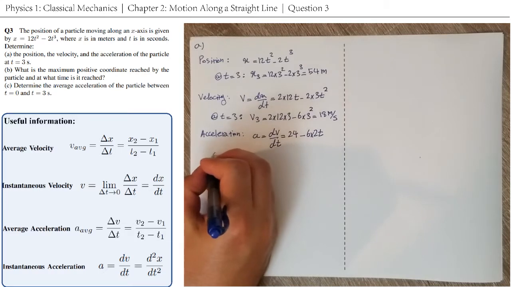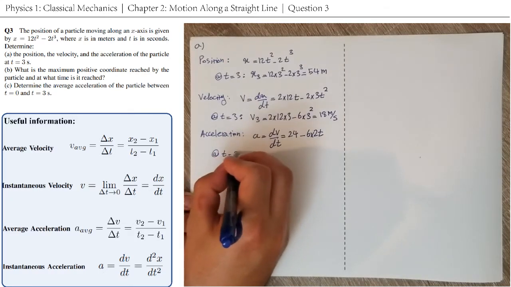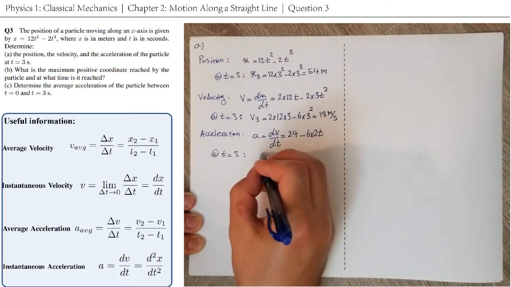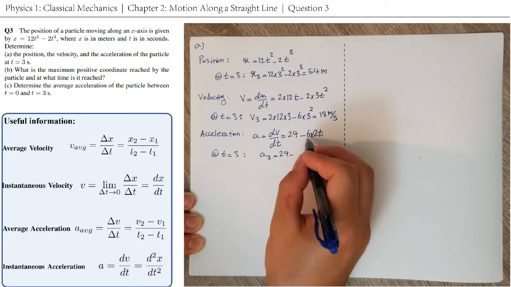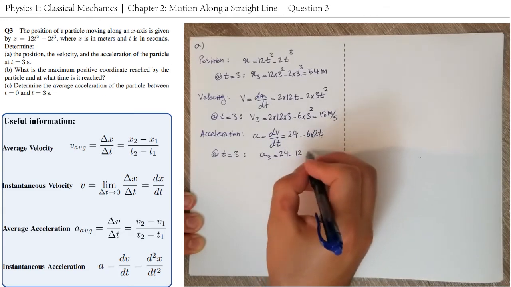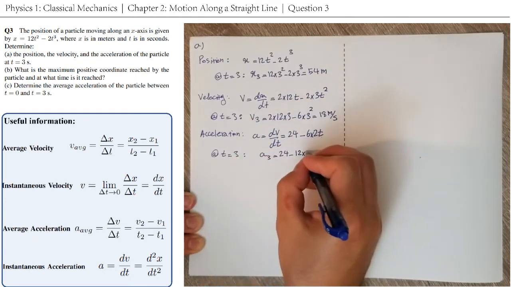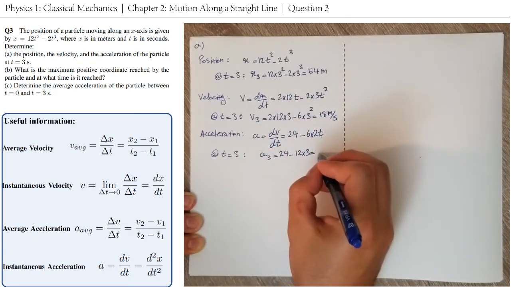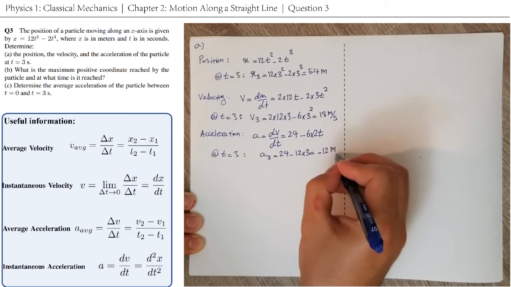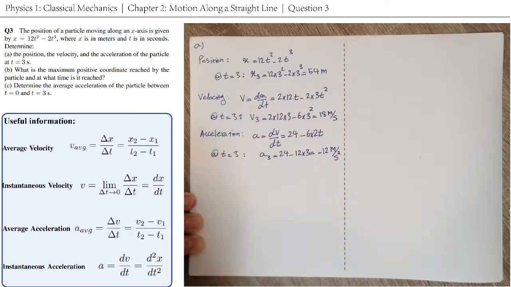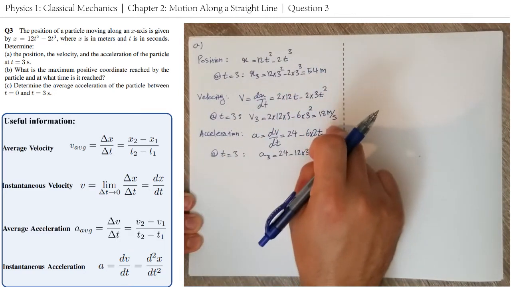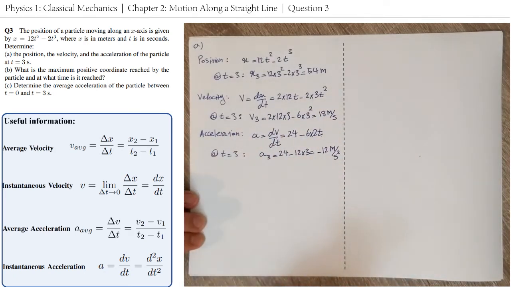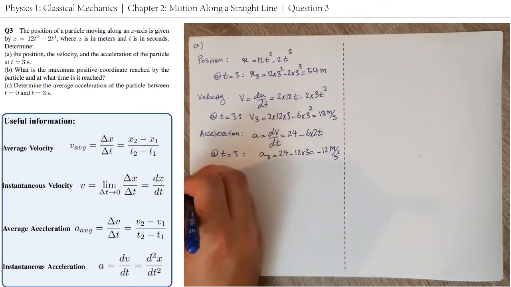So again, at t equals 3, we would have a3 equals 24 minus 2 times 6 is 12, and then t is going to be just 3, which is going to give us minus 12 meters per square second. Make sure that you write the units correctly. Velocity is meters per second, acceleration is meters per square second. That's just part A, super easy.